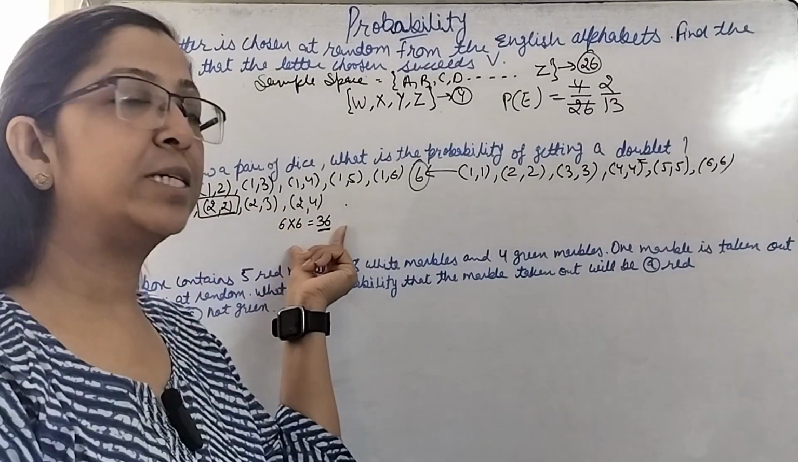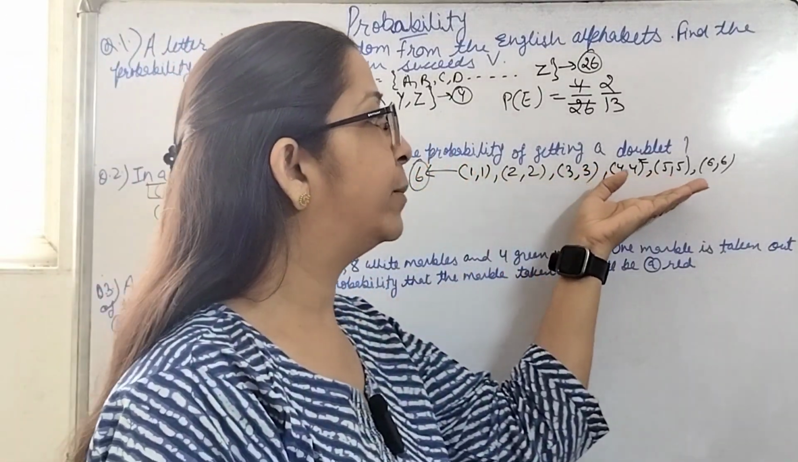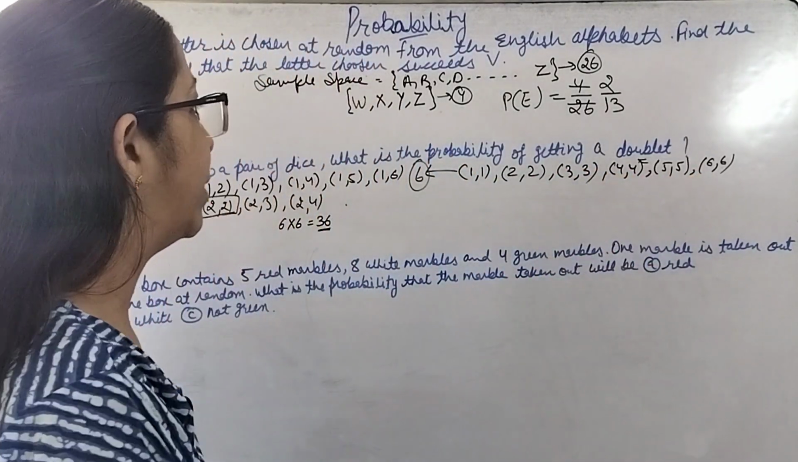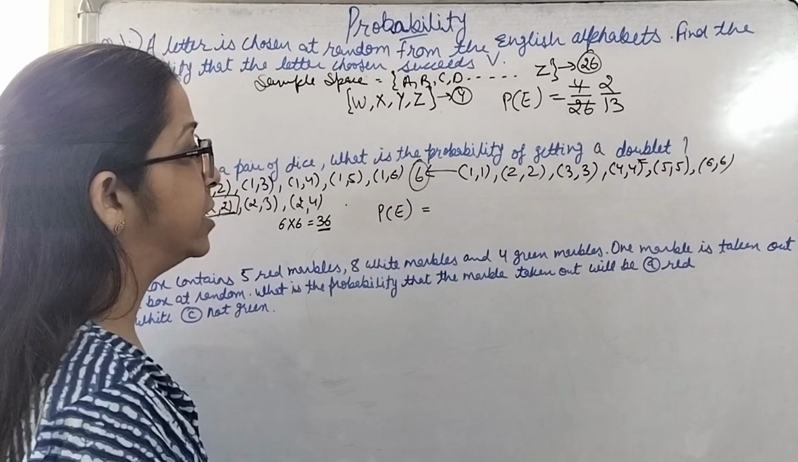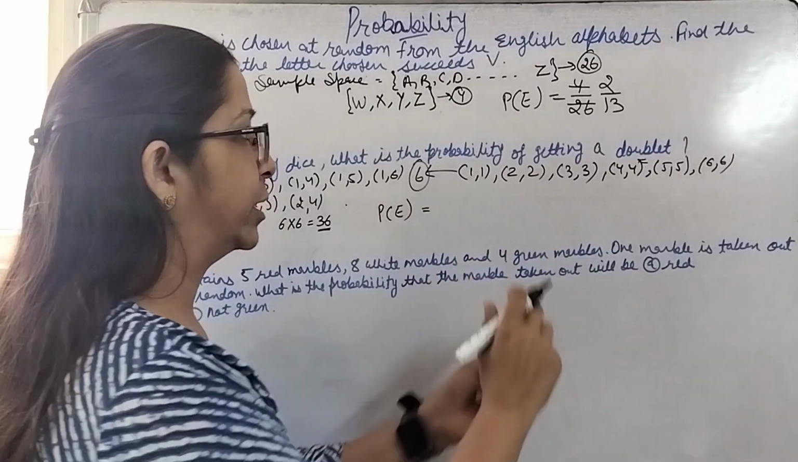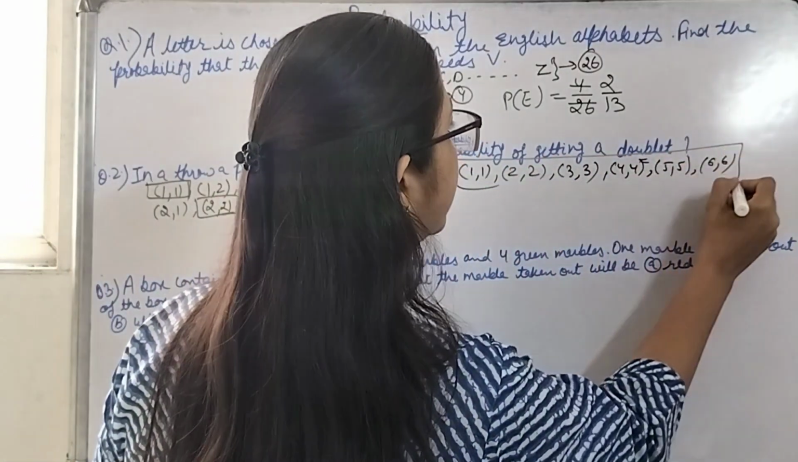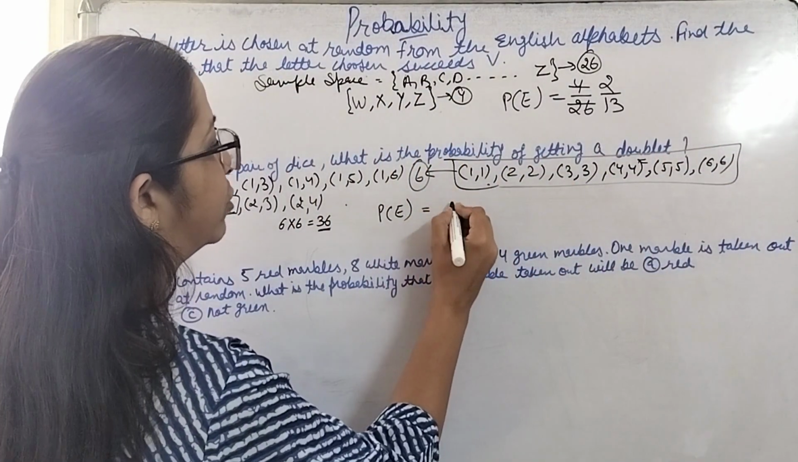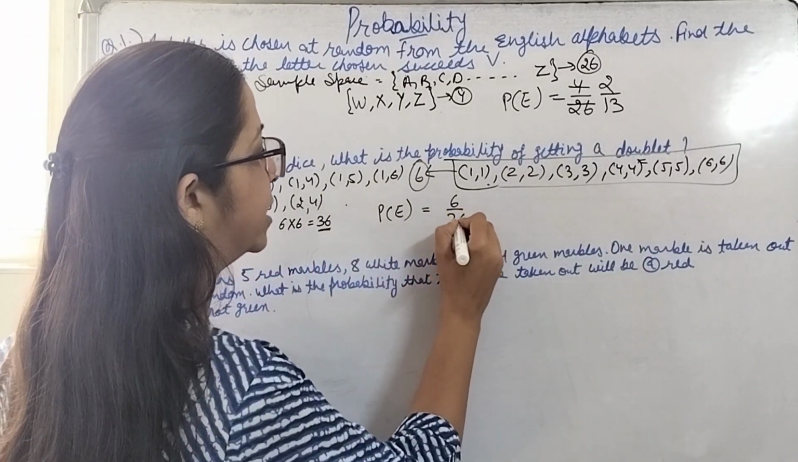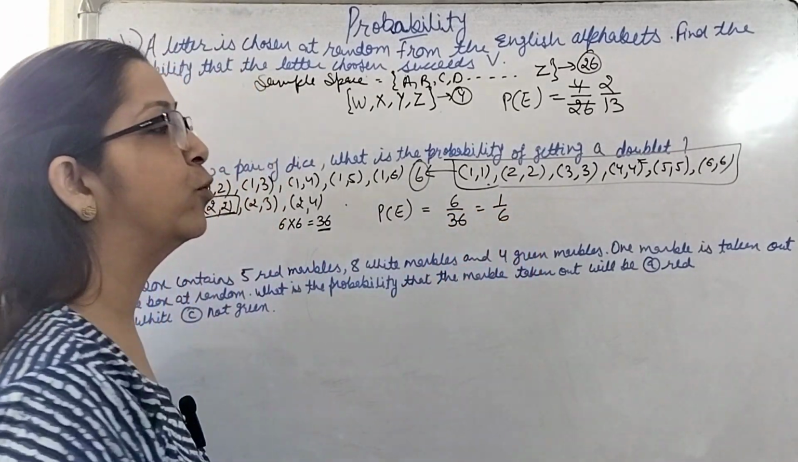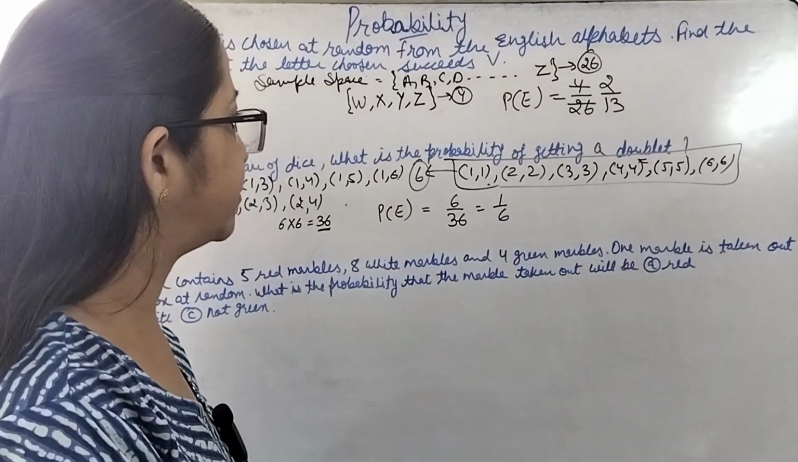The total number of possible outcomes is 36 and the total number of favorable outcomes is 6. So the probability of the event, if the event is E, is the total number of favorable outcomes, 6, upon the total number of possible outcomes, 36. So the probability will be 1 upon 6.